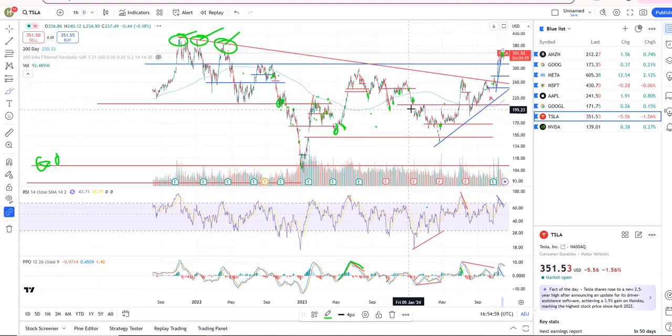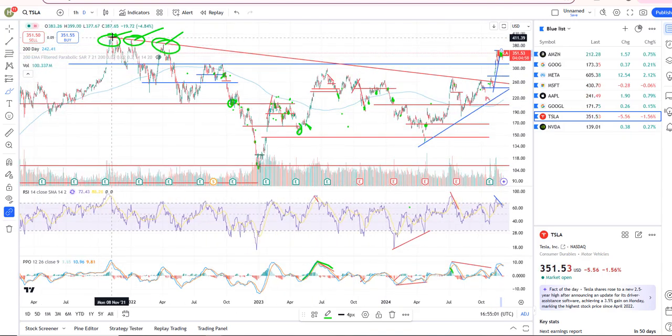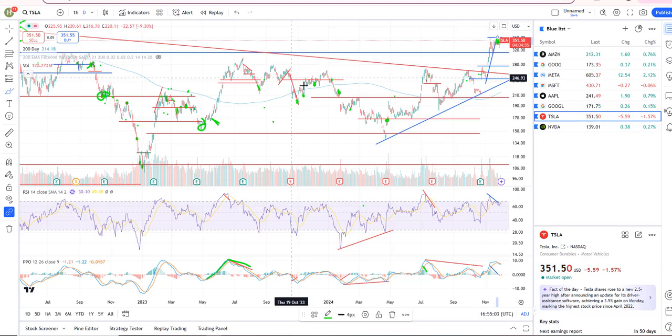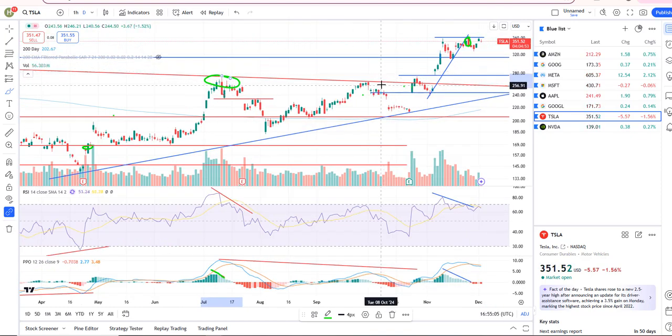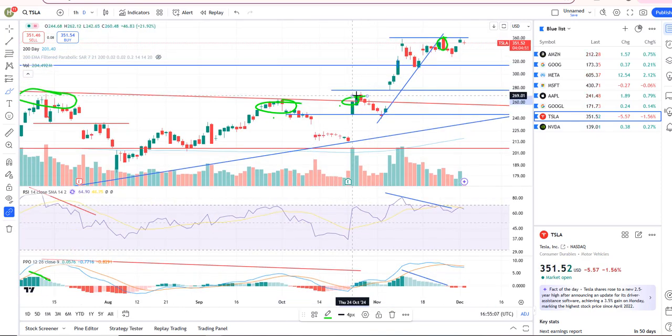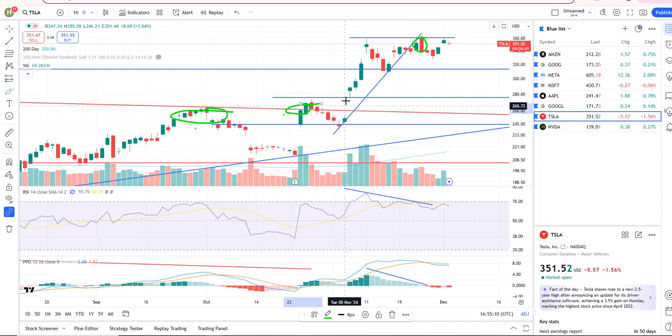Tesla did break out of its downtrend. So here's the downtrend. You can see reactions there on the daily chart. There's another one. There's another one. Ultimately, this gap up right here was a breakout. So for sure, it has broken out. I think we come in and backtest that. That's what I'd be looking at.